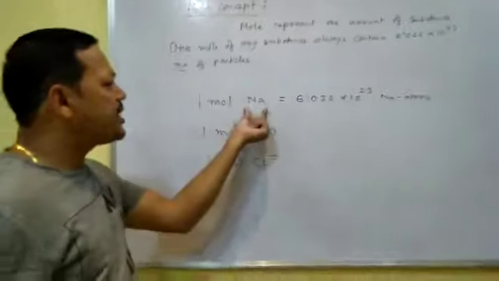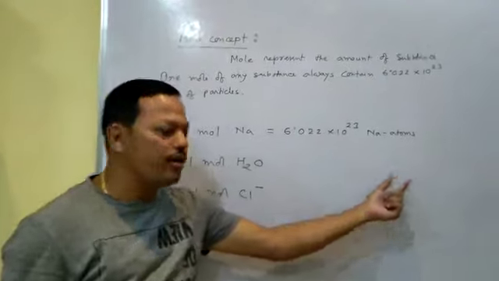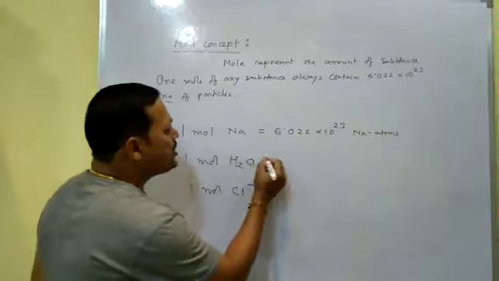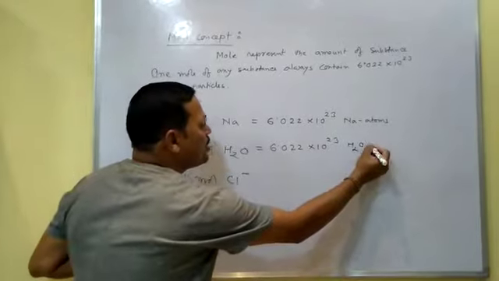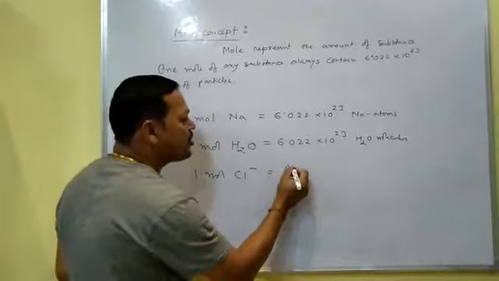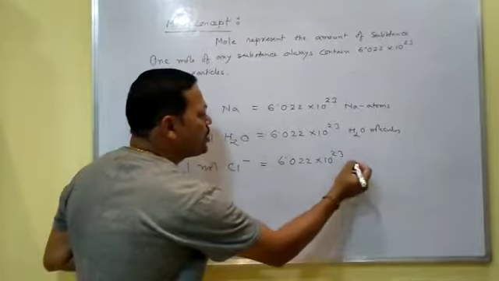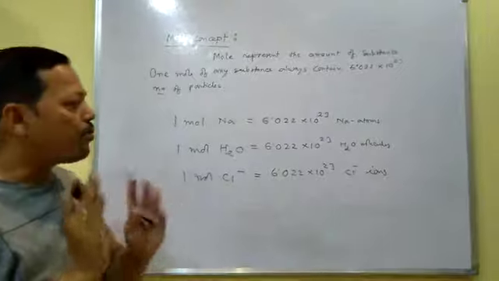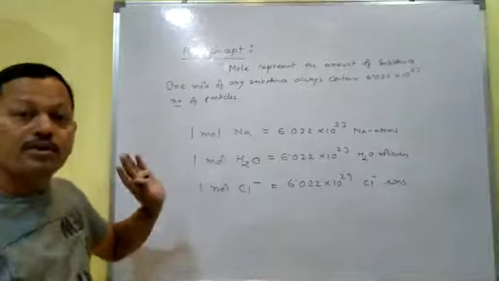If the substance is an atom, the particles will be atoms. If the substance is a molecule, the particles will be molecules. If the substance is an ion, the particles will be ions. So 1 mole of water means it contains 6.022 into 10 to the power 23 water molecules. Similarly, 1 mole of chloride ion means it contains 6.022 into 10 to the power 23 Cl minus ions. Here the substance is an ion, that's why you have to write ion. So your particles may be atoms, molecules, or ions, depending on the nature of the substance.